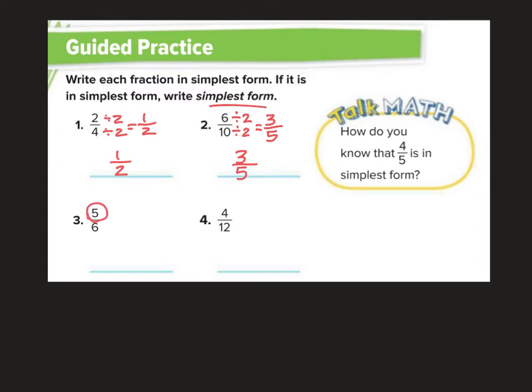Now I have 5/6. Now I look at 5 and I know it's prime because I can only get to 5 by multiplying 1 by 5. So this is in simplest form.